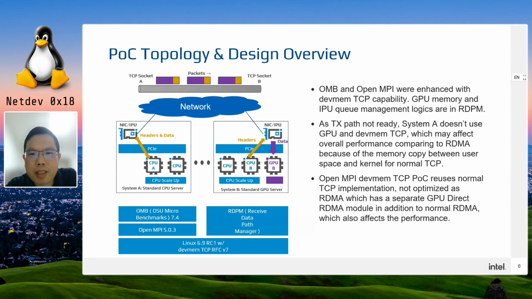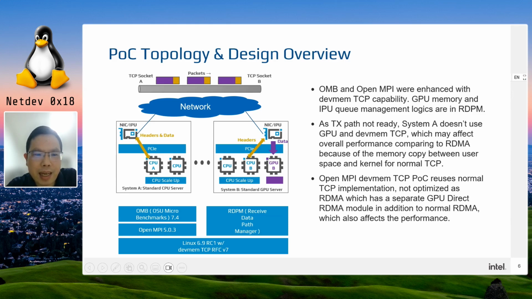Currently the TX path is not ready, so in our POC prototype we only set up the GPU in system B. So you can see all the test traffic comes from system A, from CPU A, goes to the NIC, goes to the IPU, and then goes to the IPU in system B. Then header split is used, so the header goes to CPU B, and the data goes to GPU B.